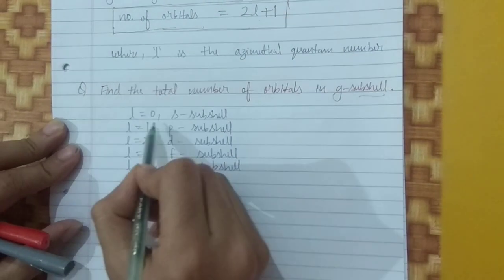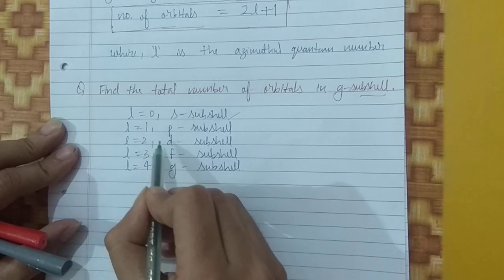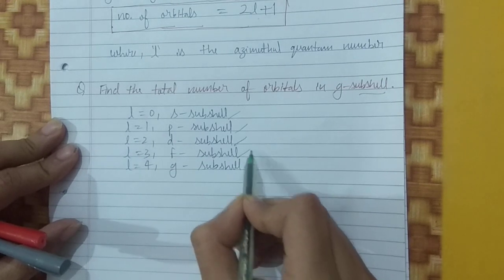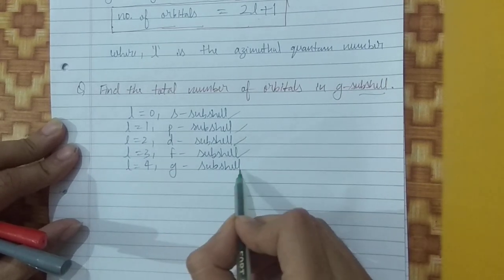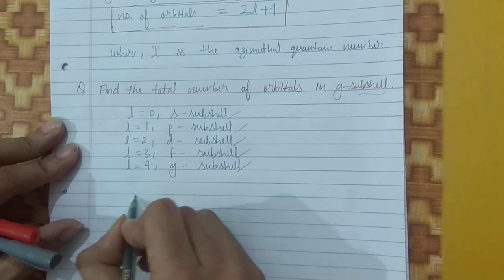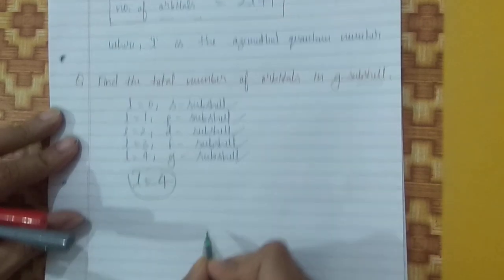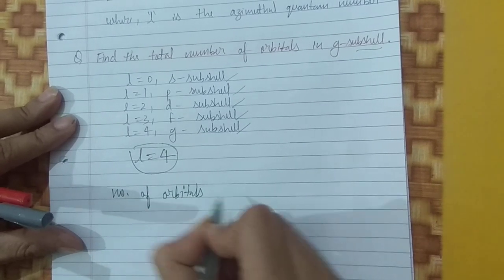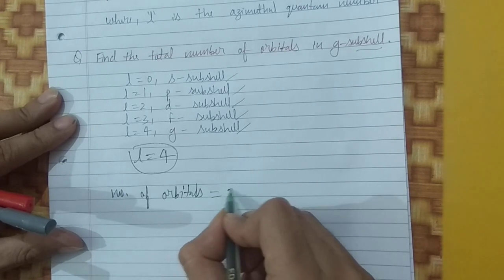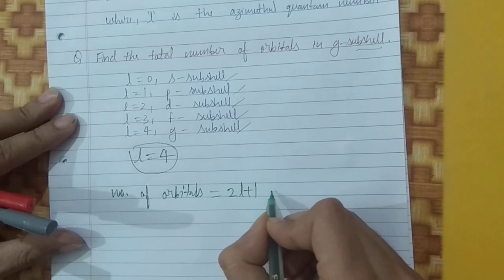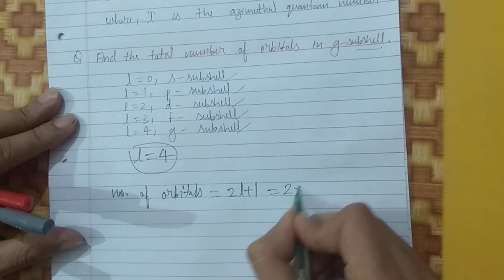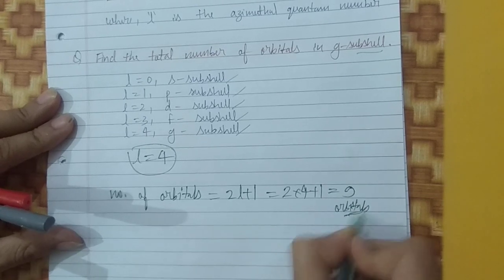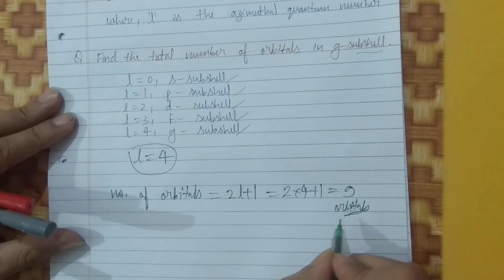When l is equal to 0, it's an s subshell. When l is equal to 1, it represents a p subshell. When l is equal to 2, it represents a d subshell. When l is equal to 3, it represents an f subshell. And when l is equal to 4, it represents a g subshell. So for the g subshell, the value of l is 4. So number of orbitals equals, as we have seen just now, 2l + 1 orbitals exist in a particular subshell, where l is 4 in this question. So 2 × 4 + 1 = 9 orbitals. Therefore, in the g subshell there exist 9 orbitals.